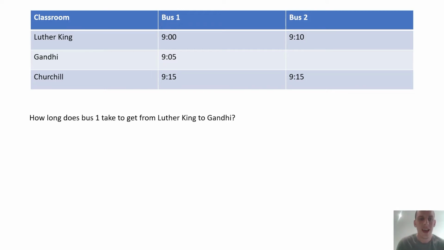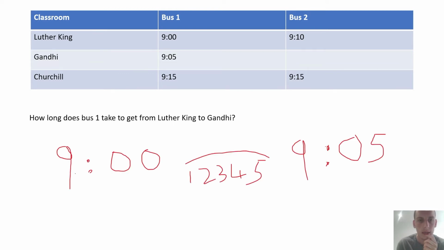So the question is, how long does bus 1 take to get from Luther King to Gandhi? So we're interested in bus 1 here. The bus arrives at 9 o'clock at Luther King, and it gets to Gandhi at 9:05. So we want to know how long this journey takes. Now, the way to work out how long the journey takes is to find out the difference between these two times. Once we've found the difference between these two times, that will tell us how long it took to get from Luther King to Gandhi.